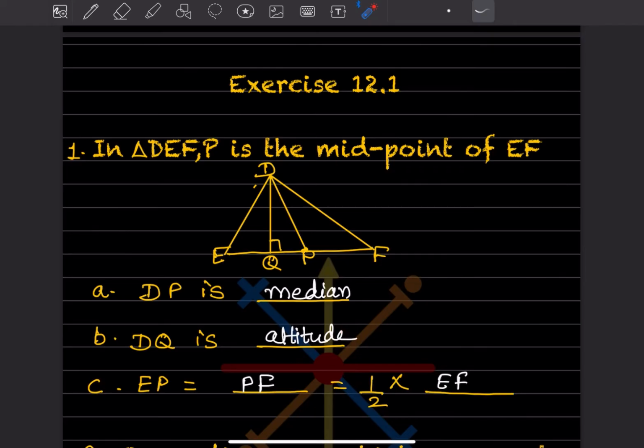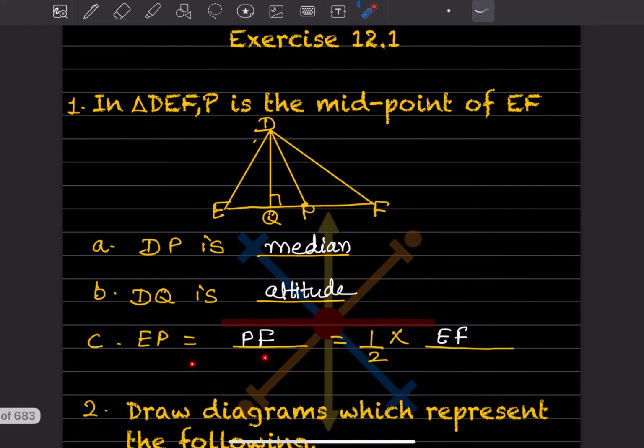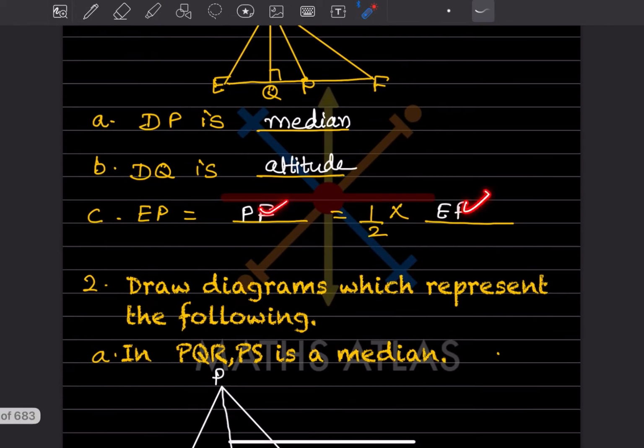Now we can see that EP is what? This EP is the same because P is the midpoint of it. So EP will be PF, and this will be half of EF. The half of EF is going to be either EP or PF. So these are the answers which are with the white ones.